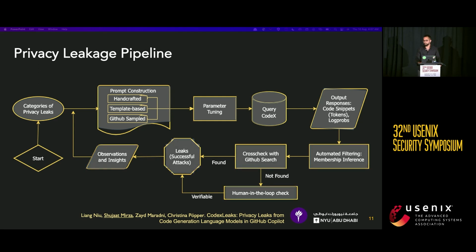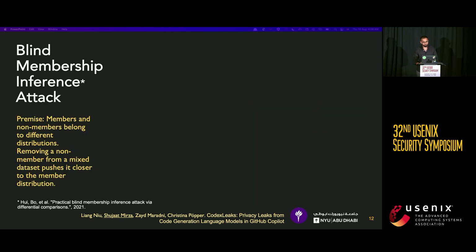Given the constraints of our attacker model, which operates under the black box assumption, and considering the impracticality and costs associated with training shadow models for a large-scale model such as Codex or GPT-3, we have adopted the blind membership inference approach. The main premise here is that members and non-members belong to different distributions. Removing a non-member from a mixed data set pushes it closer to the member distribution.